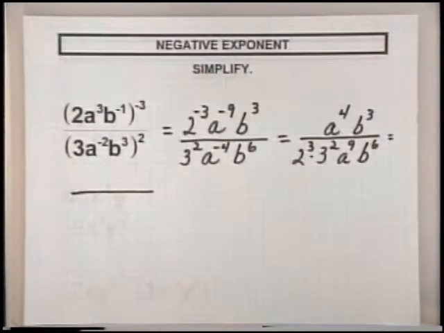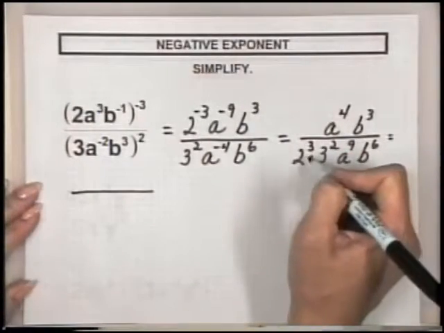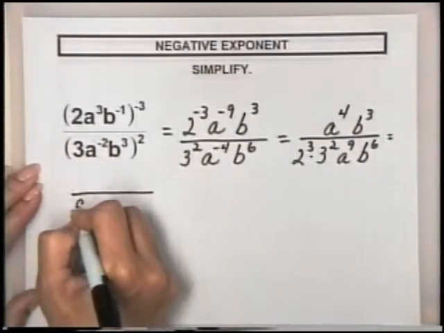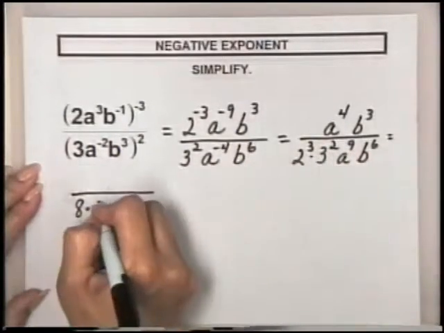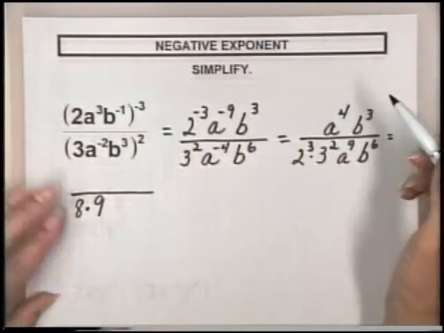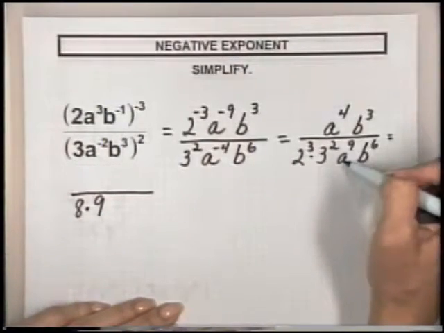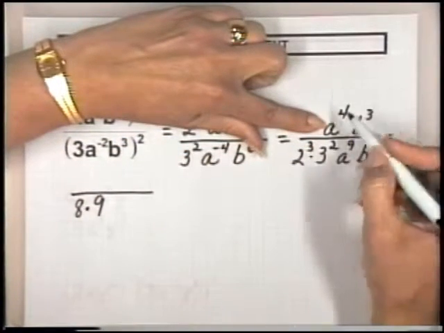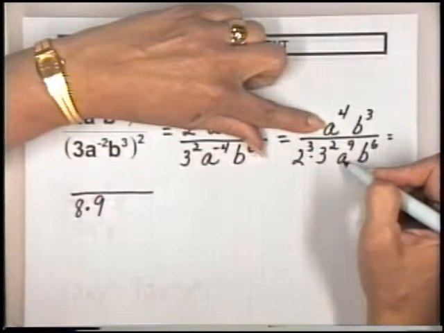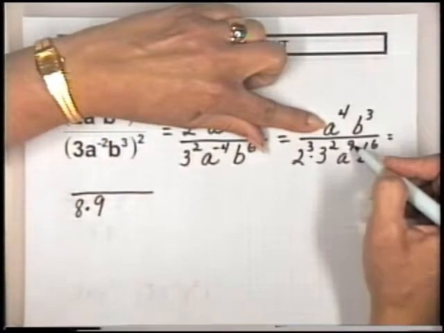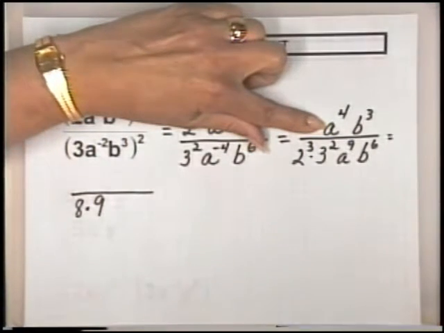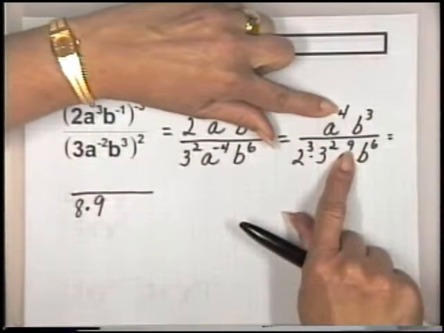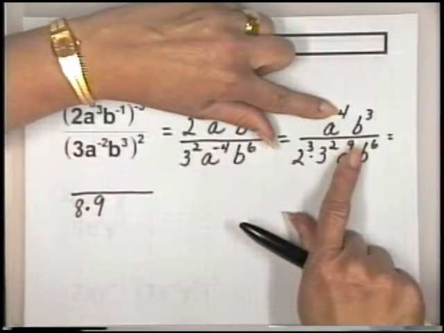Now I am ready to perform operations. Now usually what I do is figure out what my numbers are equal to first. 2 cubed is 8, 3 squared is 9. Now let's see what I'm doing with my a's. On my a's, I am dividing like bases. I have a to the 4th divided by a to the 9th. So I will use my division rule, which tells me to subtract exponents.